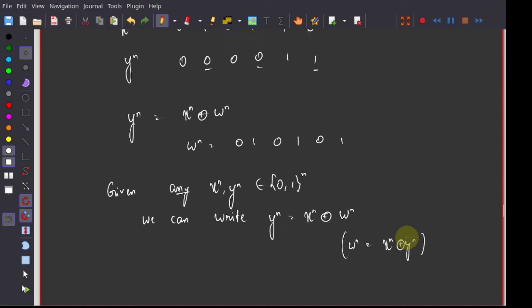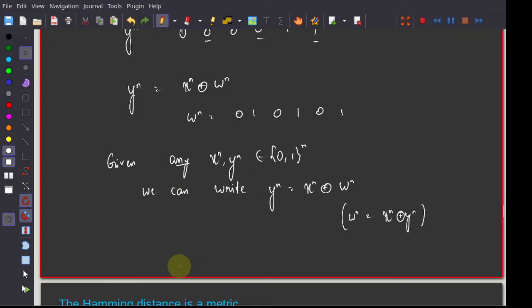Okay, so now using this point, is there some relationship between the Hamming distance between xn and yn and the Hamming weight of wn? They're going to be the same. So the Hamming weight of this error sequence is basically equal to the Hamming distance between xn and yn.